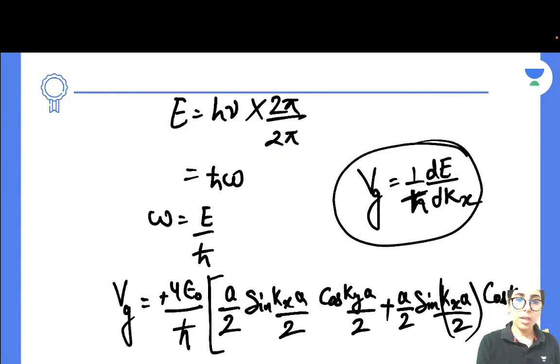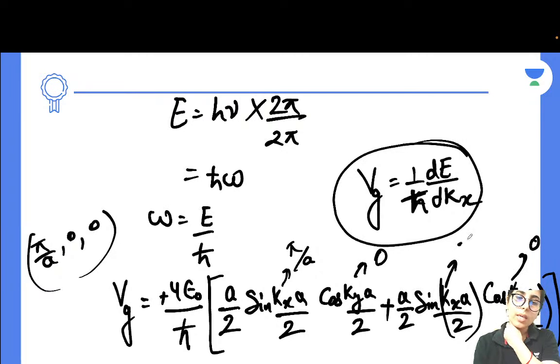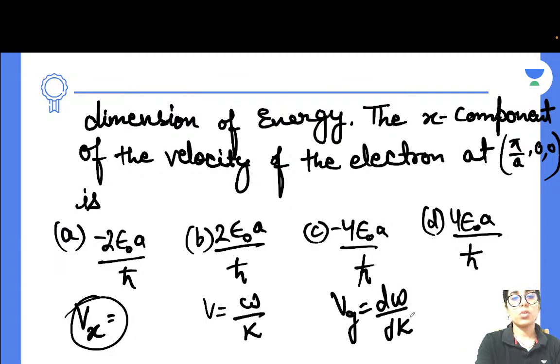If in case somebody is not getting anything, you can tell me, I can explain it to you again. Now kx, ky, kz are pi by a, 0, 0. So pi by a for kx will give you pi by 2 here, ky 0, kz 0, kx pi by a again. So sine pi by 2 will be what? That will be 1, and cos 0 will be 1 as well. So a by 2 is there in the first part and a by 2 in the second term, so a by 2 plus a by 2 is a. So epsilon naught a over h cut squared, that's your answer, which is option D, which is the correct one.